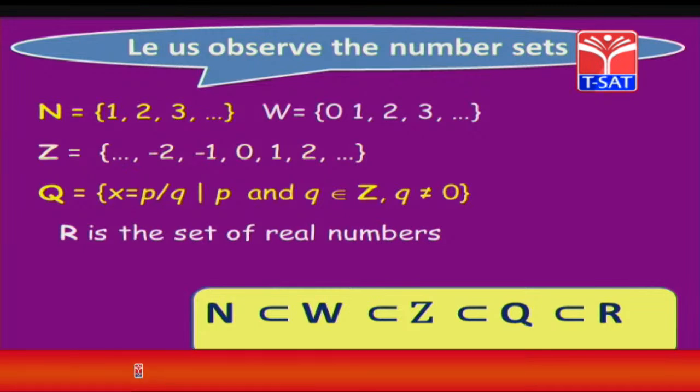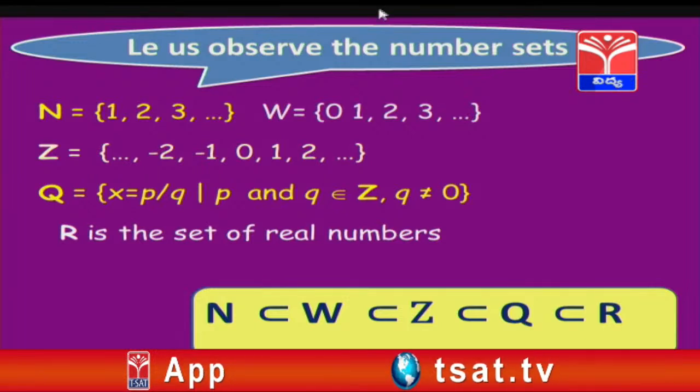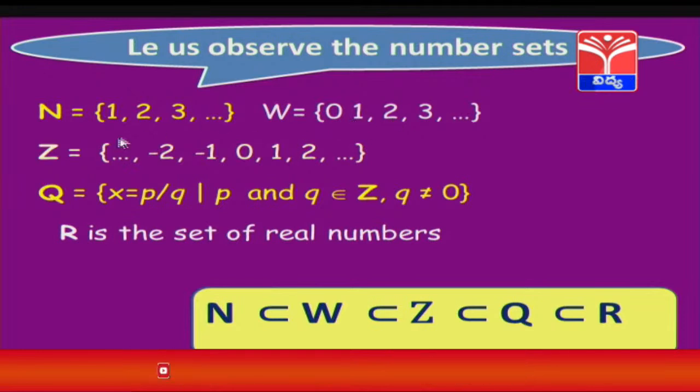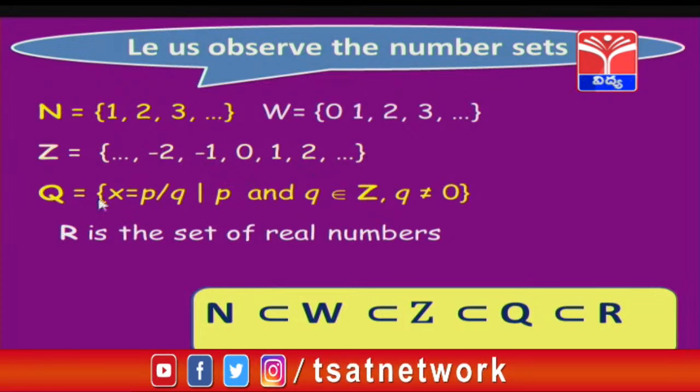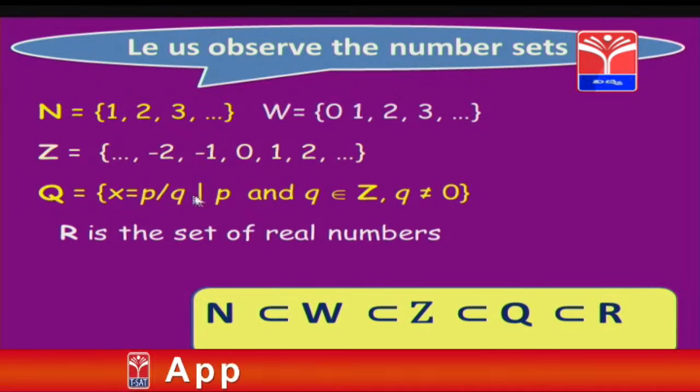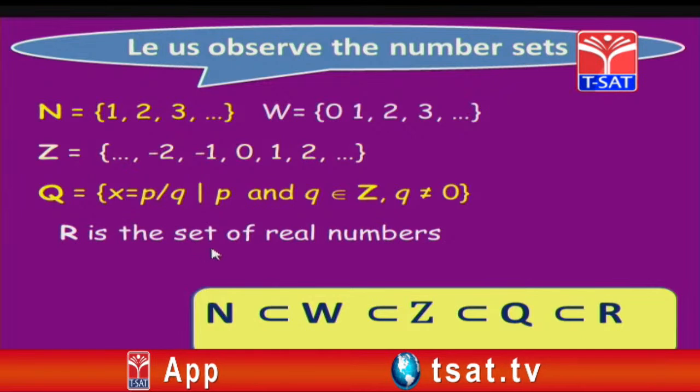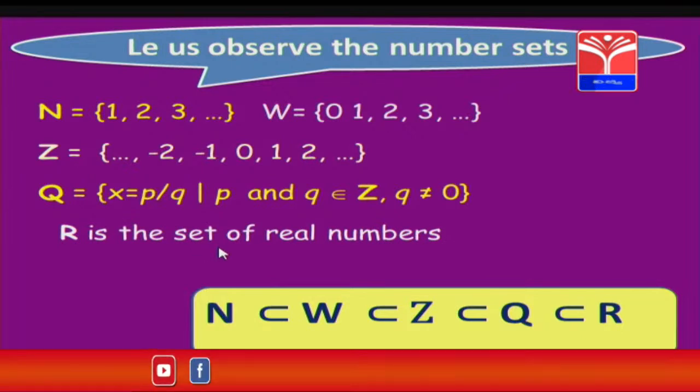N is the set of 1, 2, 3, you see here, and whole numbers start from 0, 1, 2, 3. And Z has negative numbers, 0 and positive numbers. Rational numbers Q is x equal to p by q, where p and q belong to Z and q not equal to 0. R is the set of real numbers which contains rational and irrational numbers.